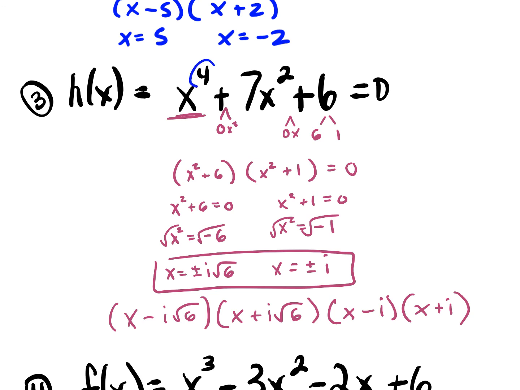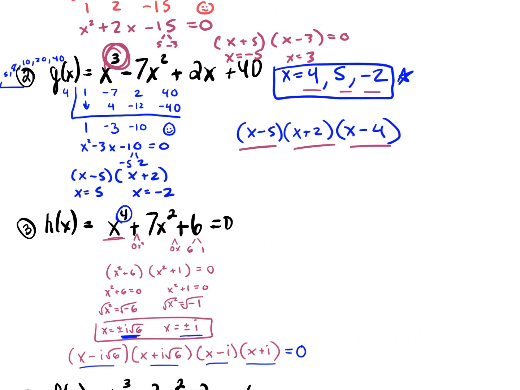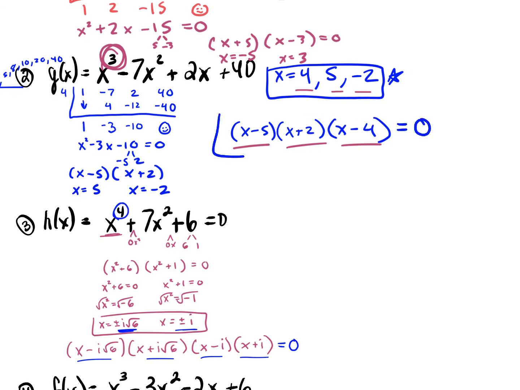And then I know that I needed 4 zeros, 4 answers here. I have 2 here and 2 here. 1, 2, 3, 4. Equal to 0. I almost forgot. I forgot in the last one too. This should be equal to 0.